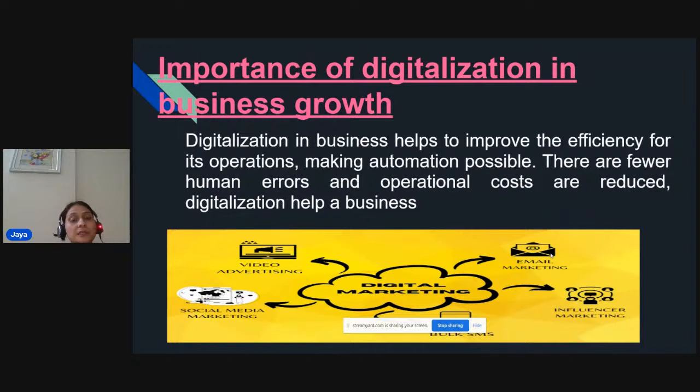Second, the growth of business. And third is a customer base increase on your platform. That is why the digital tool has its own importance, has its own points when we try to make a tool in your business module.